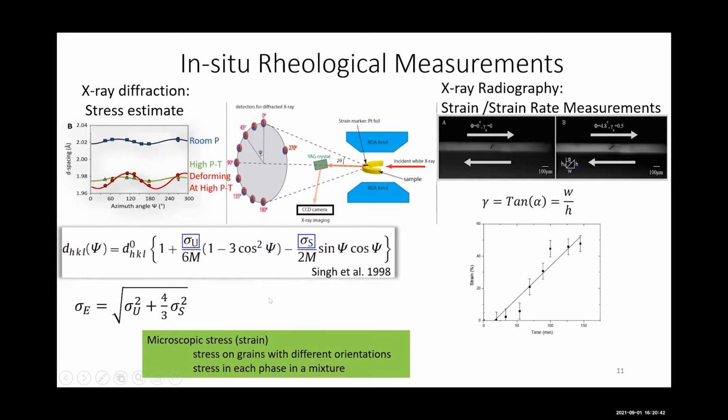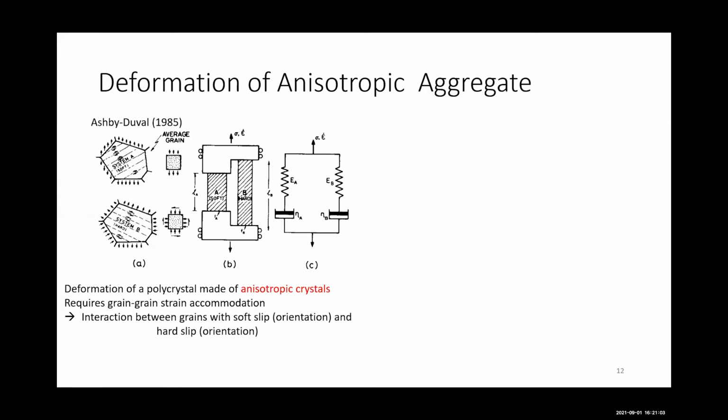So the beauty of in situ stress measurement using X-ray synchrotron is that you access microscopic stress on individual grain populations. And if you're looking at a polymineralic sample, you can actually estimate the stress in the different phases that you're studying. This is great, but it could also be really an inconvenience when you're actually studying an anisotropic sample, and most of the minerals in the mantle are anisotropic. So here is just a schematic of how an aggregate would deform. This is from Ashby and Duval, 1985. Essentially, the deformation of a polycrystalline aggregate made of anisotropic crystals requires grain-to-grain strain accommodation and interaction between grains with soft orientation, or soft grains, and hard orientation.